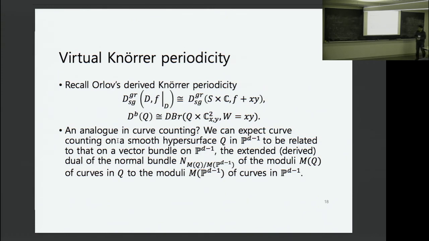We can expect the curve counting on the smooth Calabi-Yau hypersurface Q in projective space should be related to curve counting on the canonical line bundle of P^{d-1}. How can you achieve that? First of all, you think about the moduli space of curves in Q. You can think of moduli of stable map spaces to Q, and then moduli of stable maps to the ambient projective space P^{d-1}. And let's say there is a normal bundle. In general, I have to think about the normal bundle as a derived category object. But let's pretend that there is a normal bundle of M_Q in M_{P^{d-1}}.